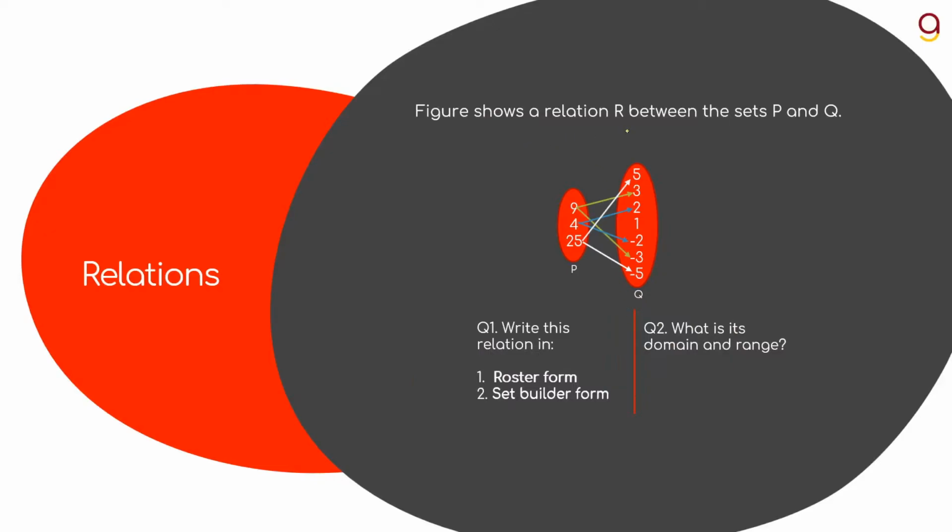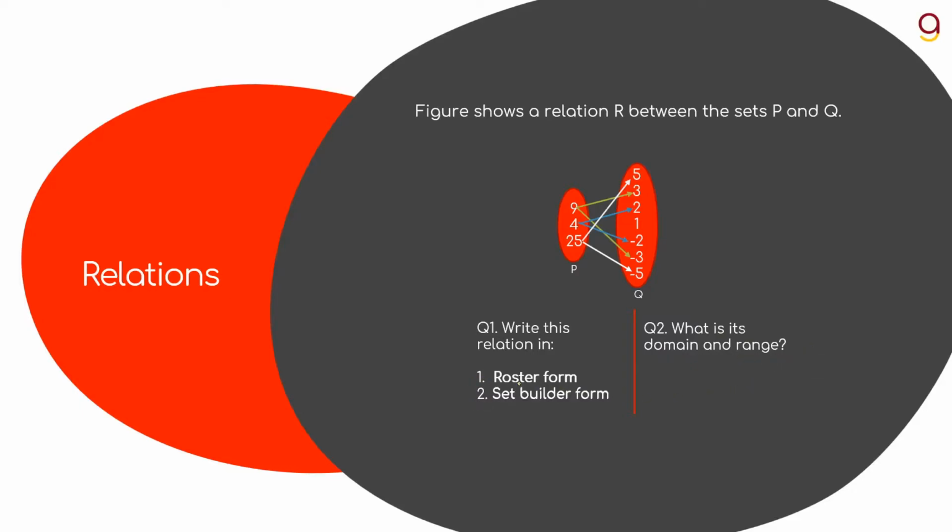The figure shows a relation R between the sets P and Q. This is the set P. Set P contains the elements 9, 4 and 25. And set Q contains the elements 5, 3, 2, 1, -2, -3 and -5. And this figure shows a relation between these two sets. Now, write this relation in the roster form and set builder form. And next, what is its domain and range?